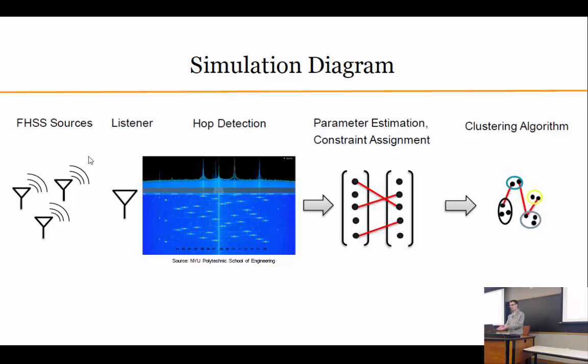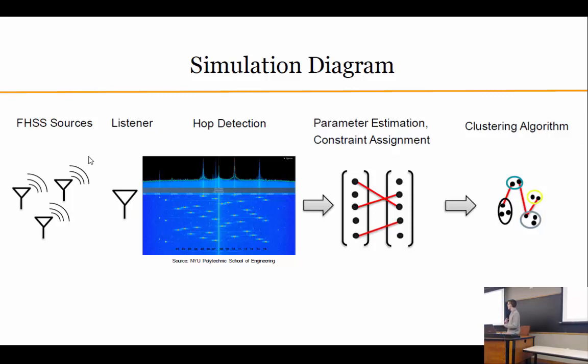In this hop detection stage, this is a typical spectrogram, a time-frequency waterfall, as it's called. One axis is frequency and one is time, so you can see all these little blips are actually hopping signals and what they look like. From that stage, is where I take over, with parameter estimation and constraint assignment. I'm assuming the parameter estimation is already done, and I just looked at ranges of this parameter estimation.